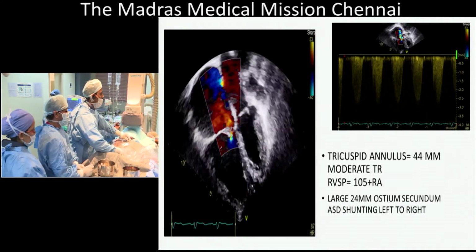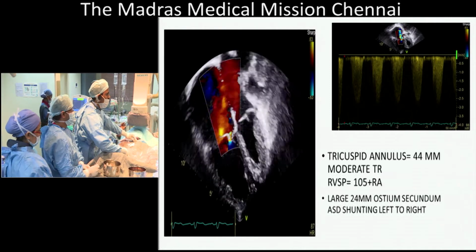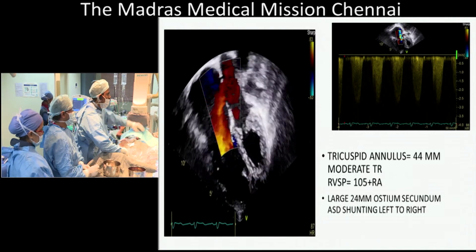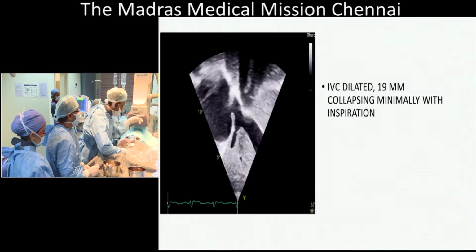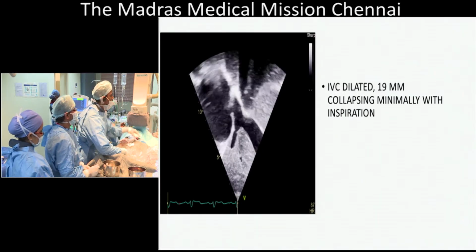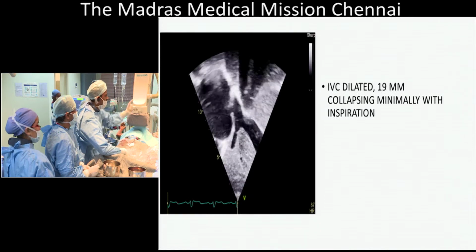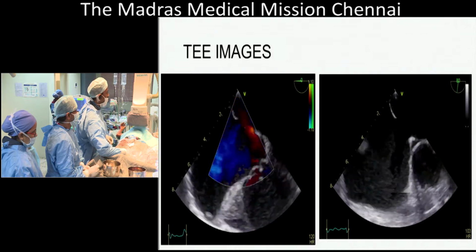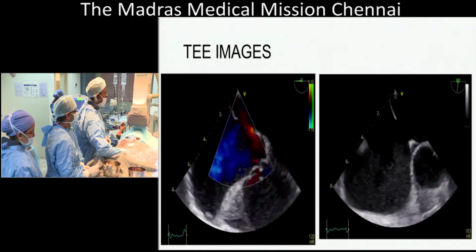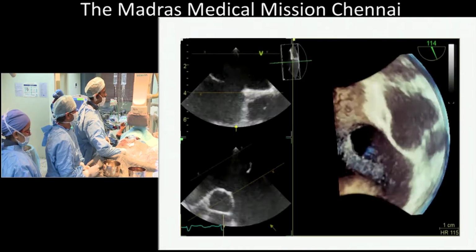Again the apical 4-chamber view showing moderate TR, RVSP is 105 plus RA, and there is a large 24 millimeter ostium secundum ASD which is shunting left to right. IVC is dilated, measuring 19 millimeters, collapsing minimally with respiration. These are the TEE images showing a large ASD shunting left to right with a deficient retroaortic margin.